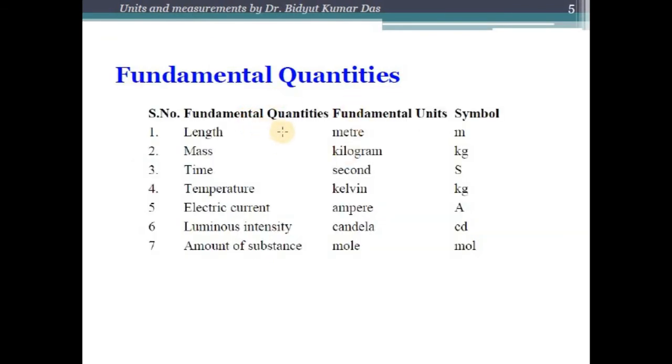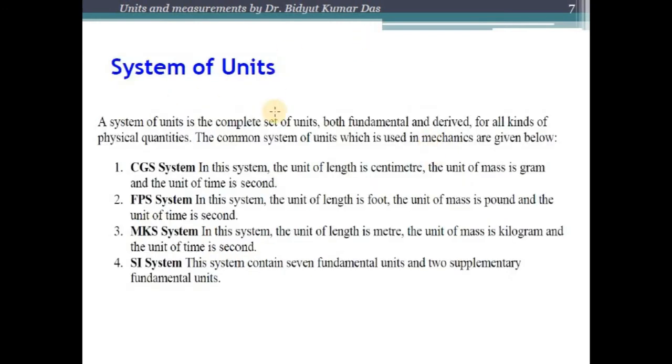Now there are 7 fundamental quantities, and these are length, mass, time, temperature, electric current, luminous intensity and amount of substance. All the derived quantities are expressed from these 7 fundamental quantities. Now all the physical quantities, whether fundamental or derived, are expressed in terms of units.